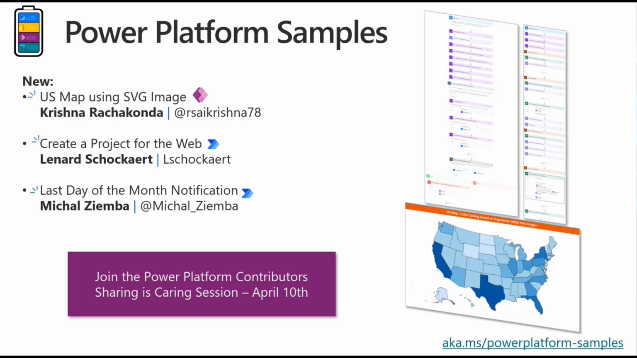We have two Power Automate samples, one to create a project for the web by Leonard. This is really cool. It shows how we can use Power Automate to provision Microsoft Project for the web. So lots of Dataverse tables, getting into the weeds there to provision that. And then finally, we have a last day of the month notification for Power Automate by Mikhail.